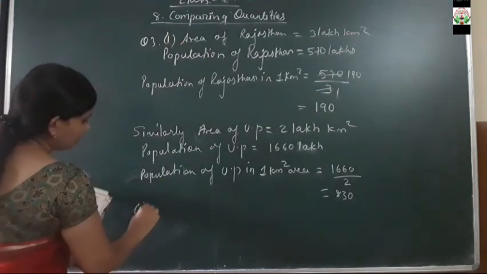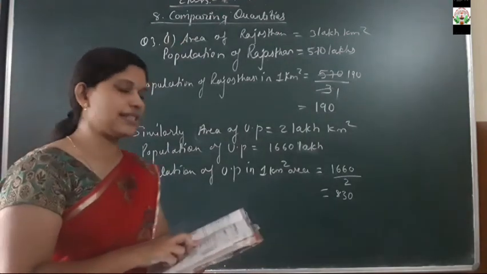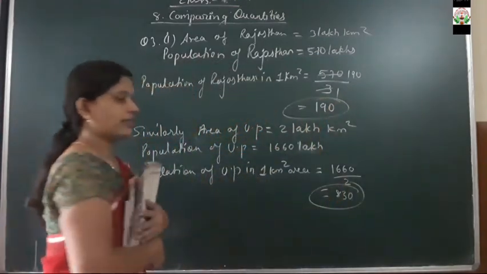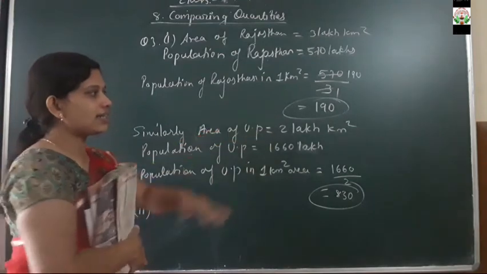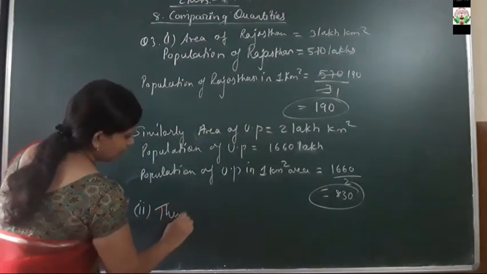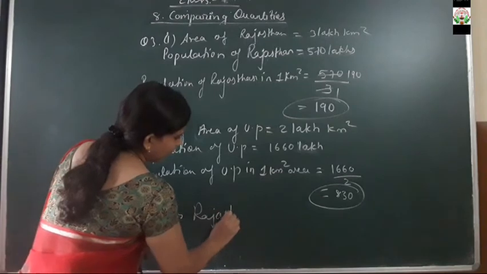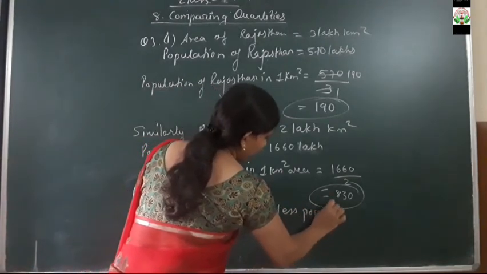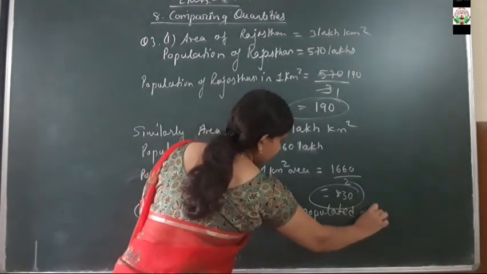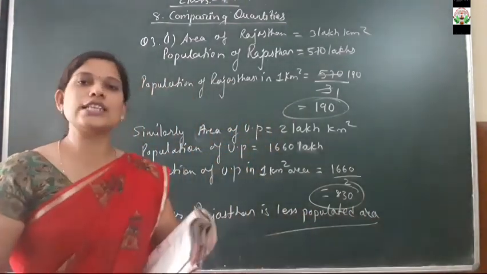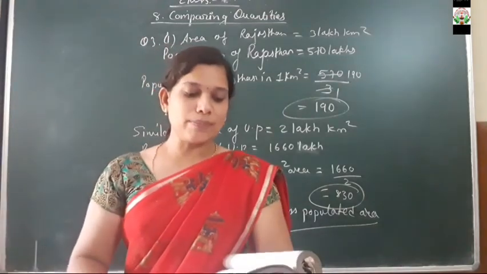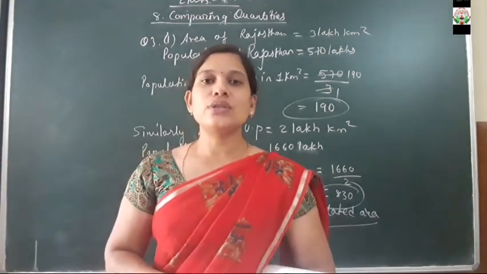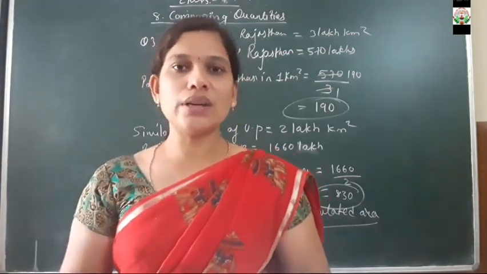Now in the second part it is asked which state is less populated. Now seeing this 190 and 830, which one is less? 190 is less, thus we can say that Rajasthan is the less populated area. So here we have completed exercise 8.1. Hope you people understood. In the next video we are going to see the next exercise. So today, dear students, thank you very much.